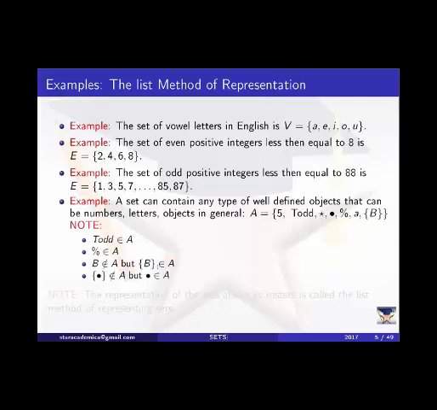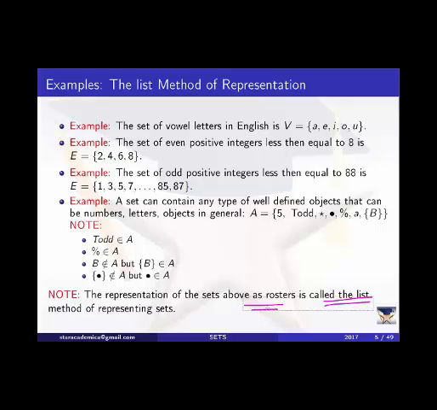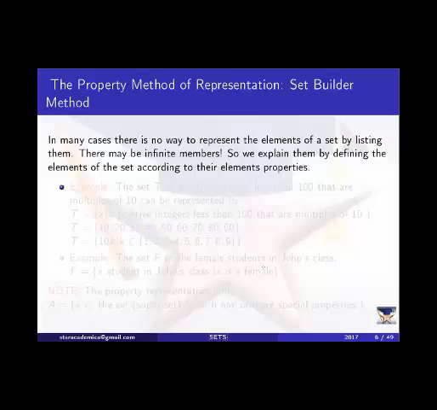Okay, again, the bullet itself is an element. Yes, it is. However, we don't see such a thing inside. So this is not an element of A. See, we don't have anything with the curly braces here. It's just plainly a bullet, simple. All these presentations here are examples of the list method, which are given as rosters.